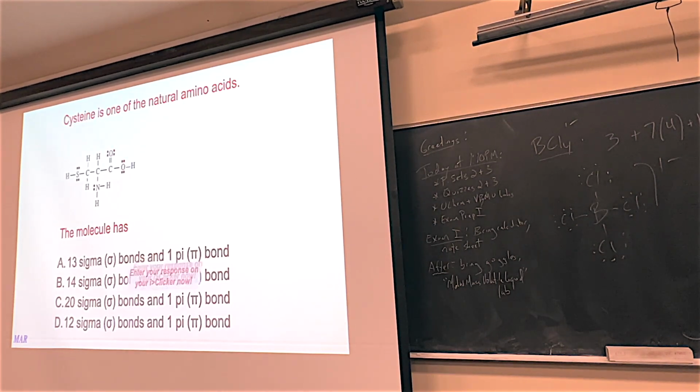All right. This is a question with a couple little hidden things I want to talk about. Cysteine is one of the amino acids that are used a lot in our bodies, and there's the structure. What I'd like you to do is tell me how many sigma and how many pi bonds there are in the molecule. So see what you can figure out here, and we'll talk about what it means to have a sigma or a pi bond. There's one double bond there, and we'll talk about that.